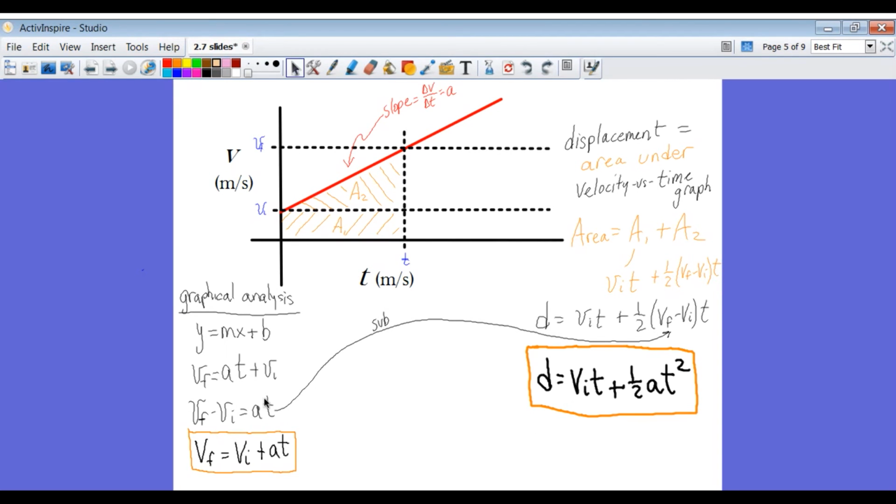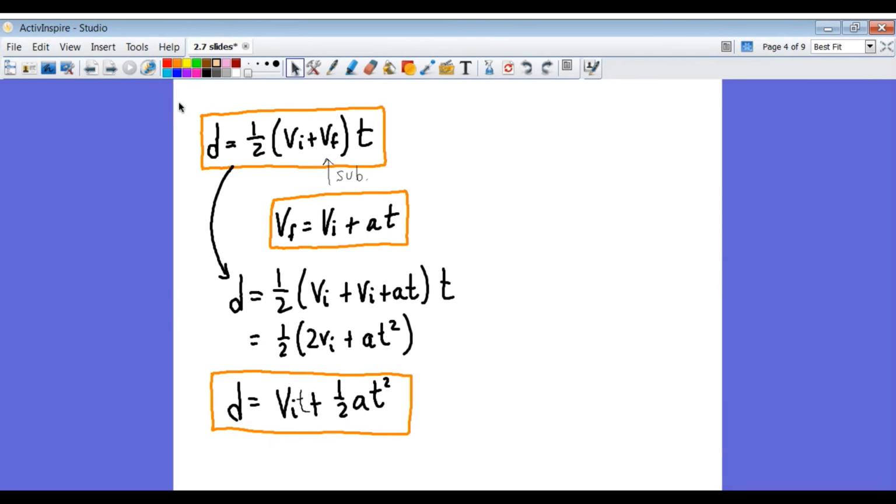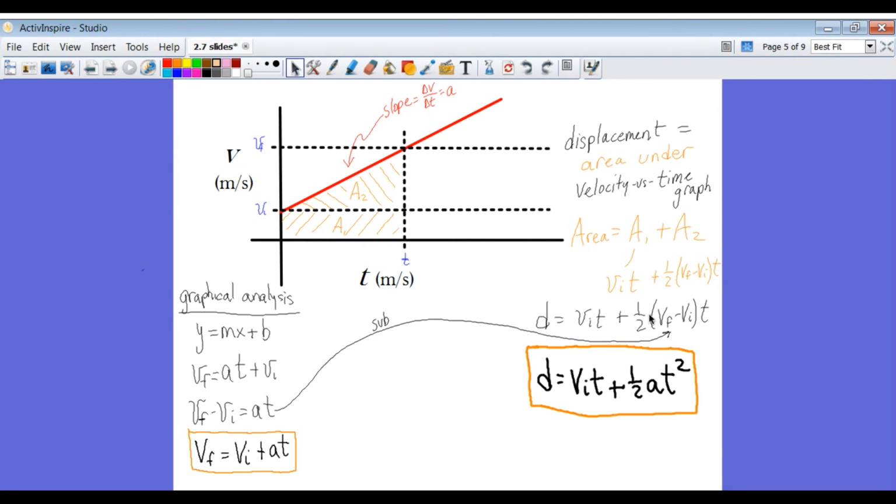Now, if I take V final minus V initial is equal to acceleration times time, I can replace this V final minus V initial with acceleration times time, and that multiplies by this T to give me 1/2 AT squared. So my equation of motion agrees using the graphical method. It agrees with our previous equation using the substitution method. Here we've used a graphical method to come up with the equation a different way.